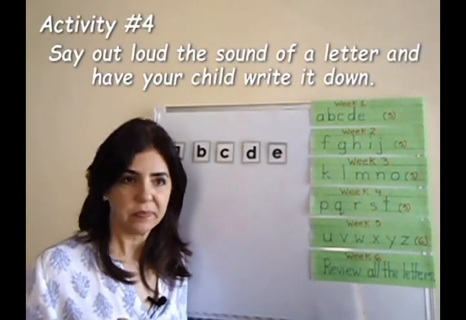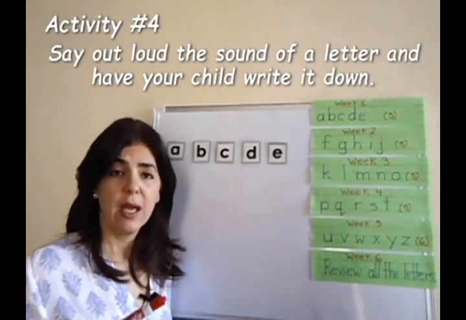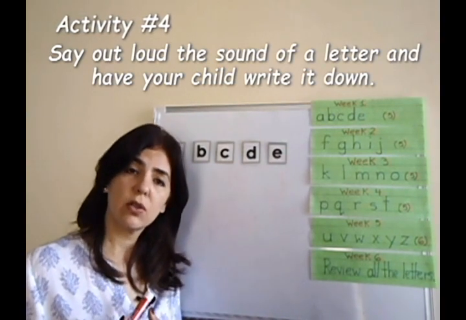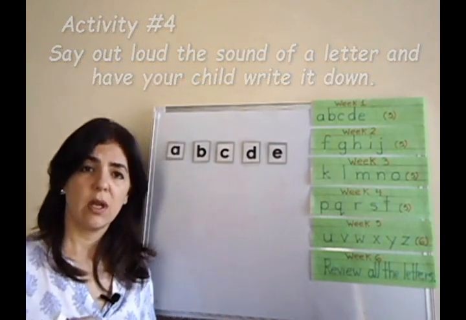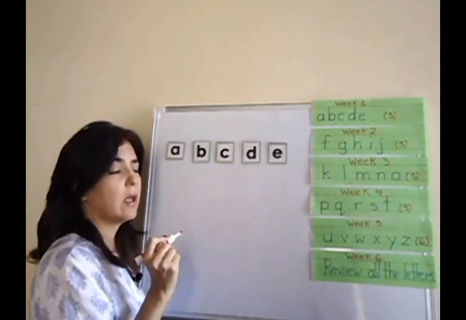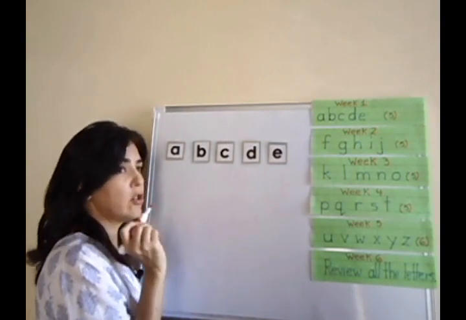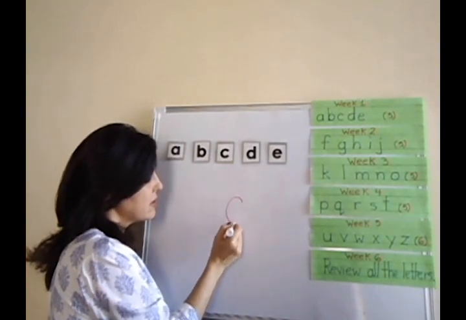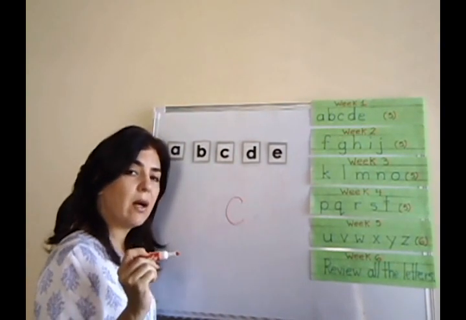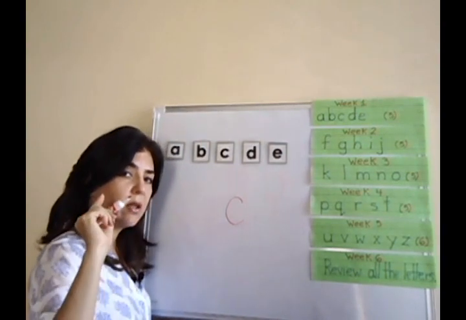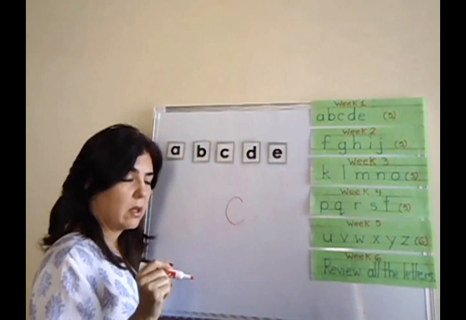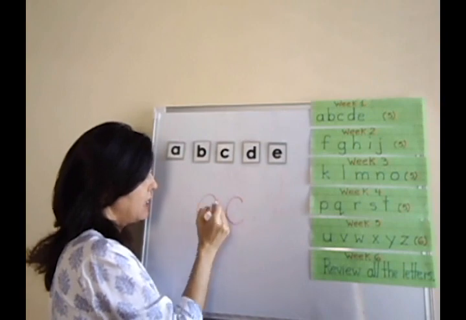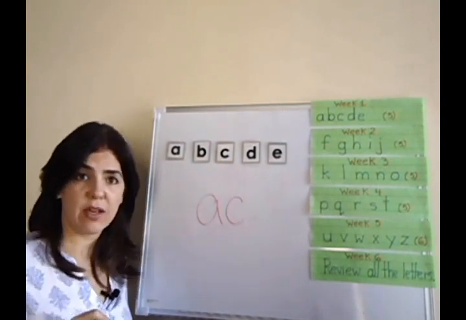Activity number 4. You're going to give your student a marker and you're going to tell them a letter sound and ask your child to trace that letter sound. For example, if you tell your child, "Can you trace the K sound?" he or she should be able to trace this letter. You're not going to tell them to trace letter C. You're going to tell them to trace the K sound. Then you may ask them to trace the A sound. And you're going to do it with the 5 letters.